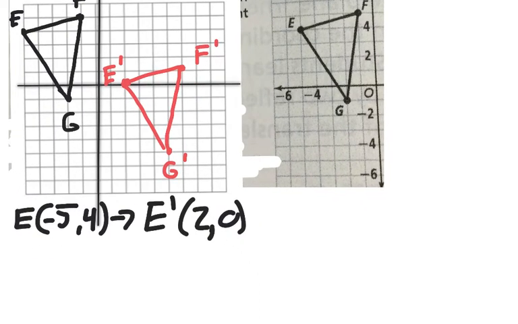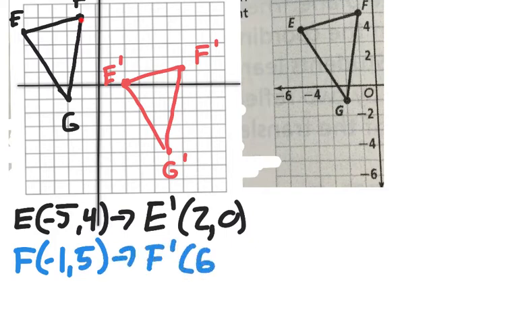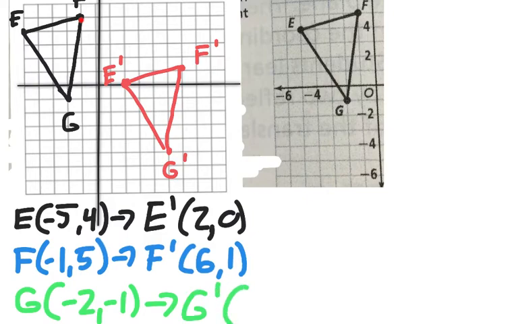Okay, now let's look at the next points. Let's look at F. F used to be at negative 1, 5. But now F prime is at 6, 1. And G used to be at negative 2, negative 1. But now G prime is at 5, negative 5.